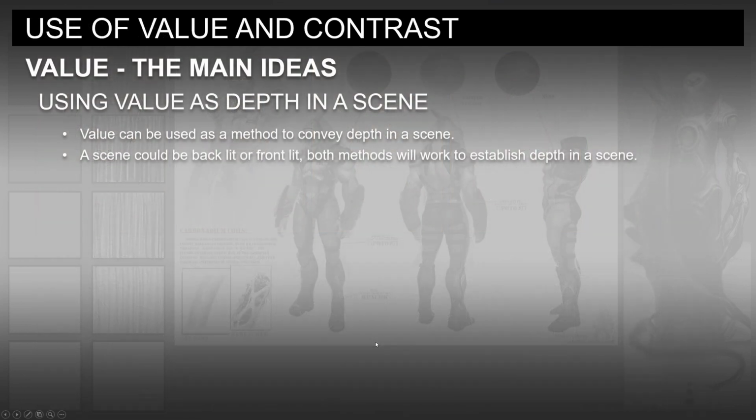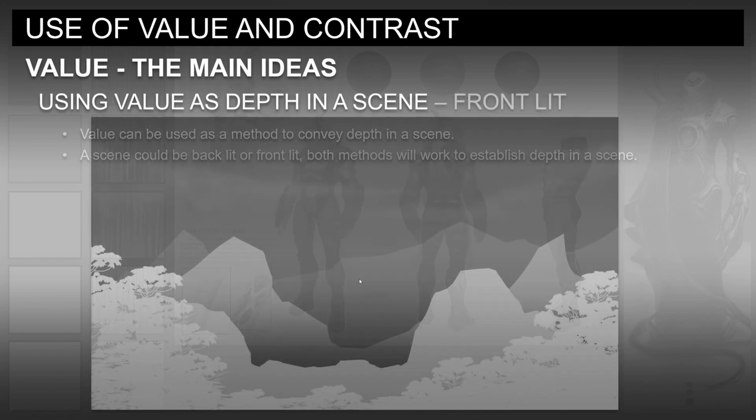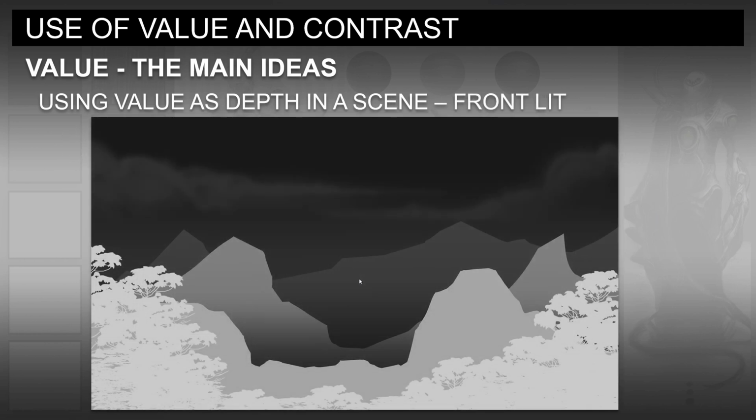So also, using value as depth in a scene. Value can be used as a method to convey depth in a scene. A scene could be backlit or front lit. Both methods will work to establish depth in a scene. And this is an example that I just put together of something that's front lit, and this is going to say if we've got a foreground, a midground, and a background, that we're going to use different values for those different separations. So our foreground is lighter, midground is getting a little bit darker, and background keeps getting darker. So it gives the illusion of a light source being up here in the front and everything moving back.